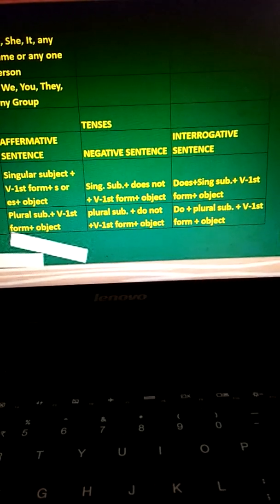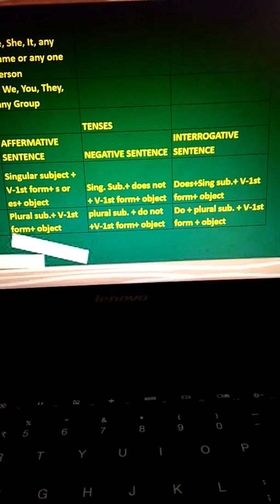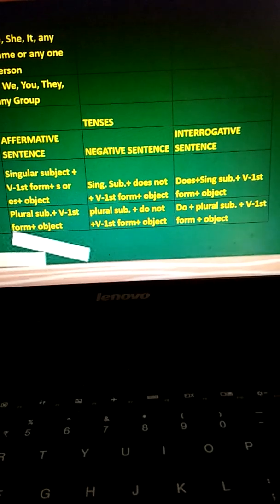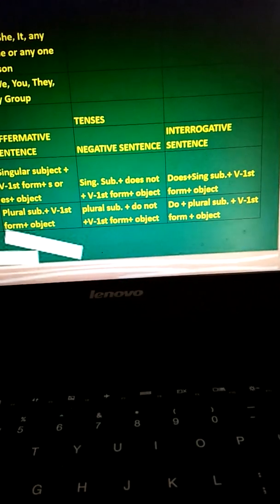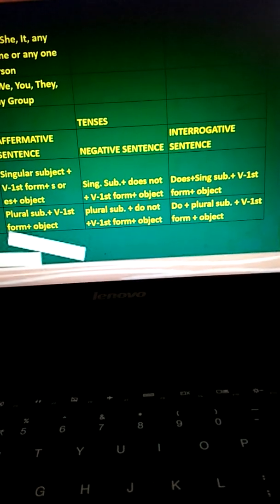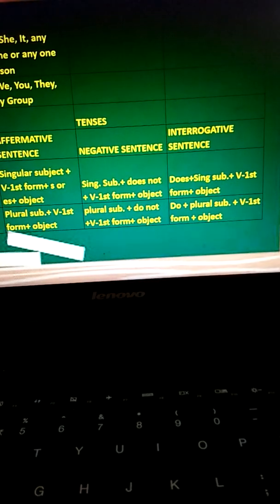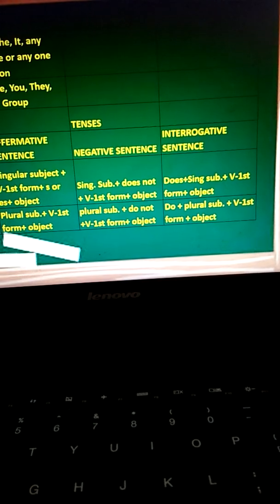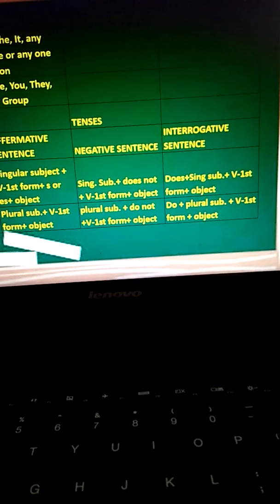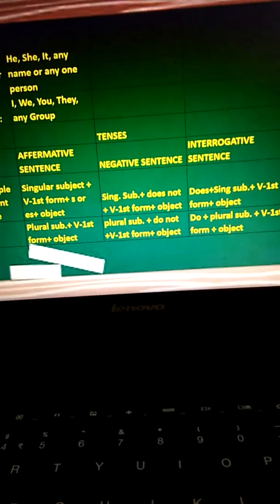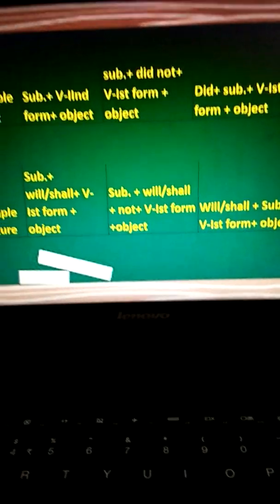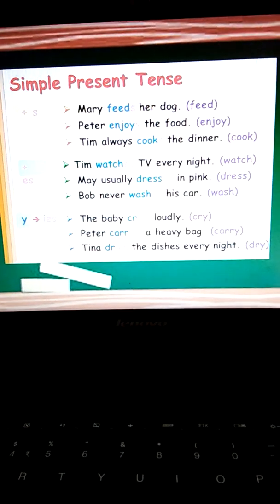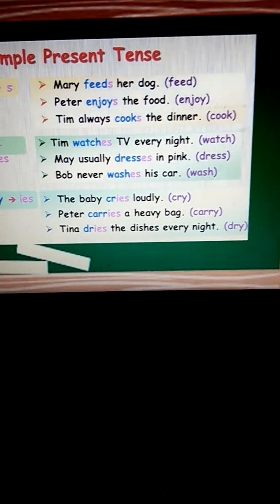In the negative sentence with the singular form of the subject, we use does not plus first form of the verb plus object, and with a plural subject we use do not plus first form plus object. And in the interrogative sentences, we start with the question word does in case of singular subjects and do in case of plural subjects. This we will not do as it is the simple present. So these are the examples.